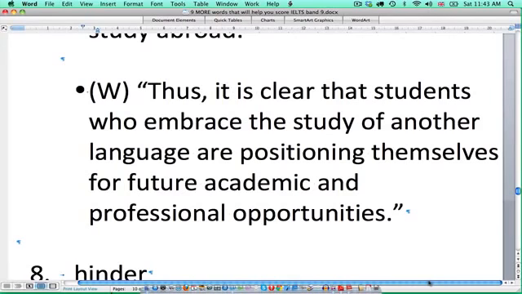So we're just saying that when these students take the study of another language and they use it and solidify their foundation in that language, they're really helping themselves create opportunities, both academic opportunities and professional opportunities.